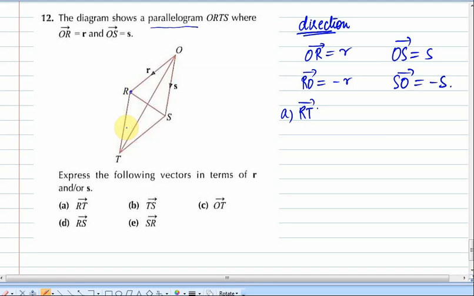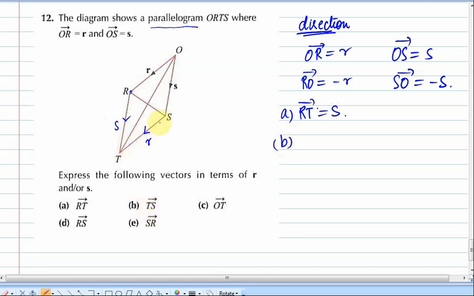Now we know that it is a parallelogram, right? So in a parallelogram, opposite sides are equal and parallel, as I told you in the beginning of the question. If OR is R, that means from S to T, the same length, the same vector, that is R. If OS is S, that means the vector RT is also S. The first part is clear, that is S. Right? Simple, logical, alright.